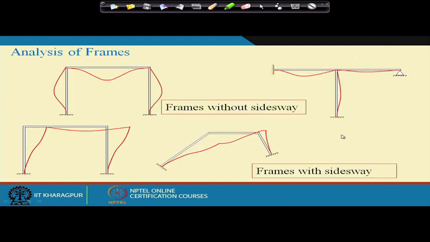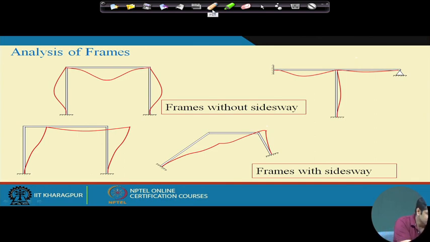The problems in frames can be broadly divided into two parts. The first two are called frames without sidesway. Before that, compare the deflected or deformation behavior of these two frames, the first and second, vis-a-vis the third and fourth. In the third and fourth, due to the lateral load, a sway takes place in a particular direction.